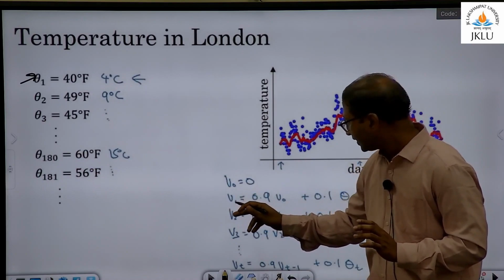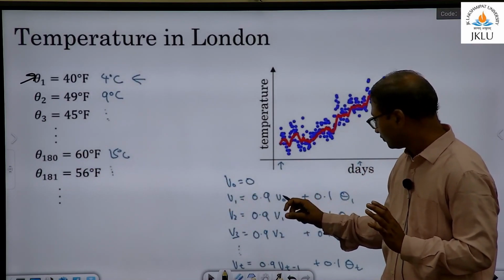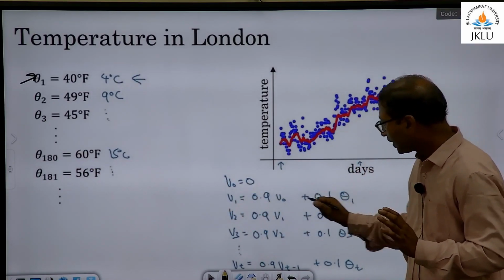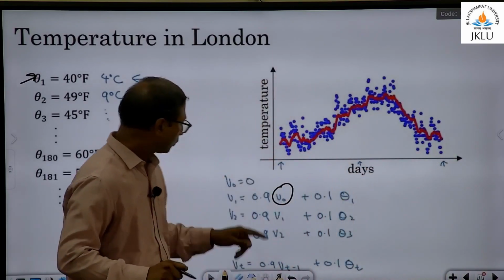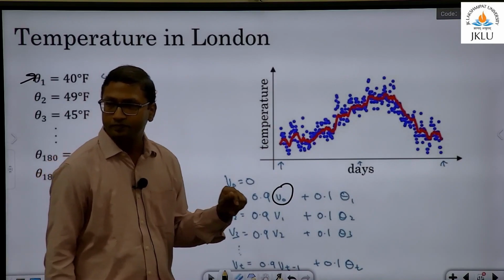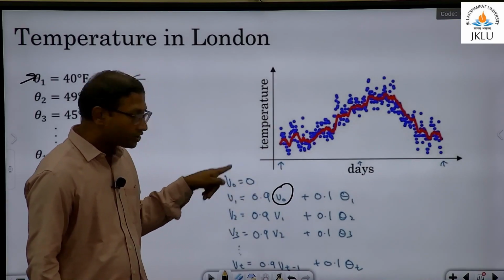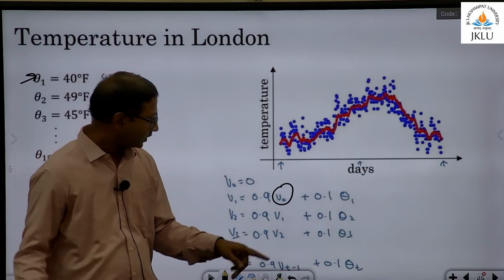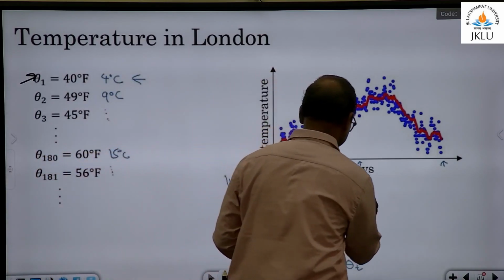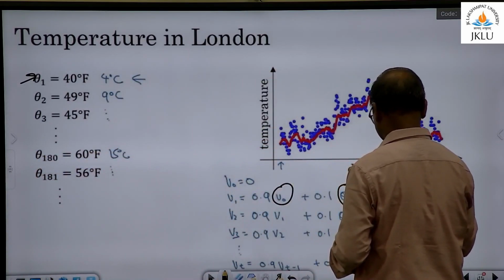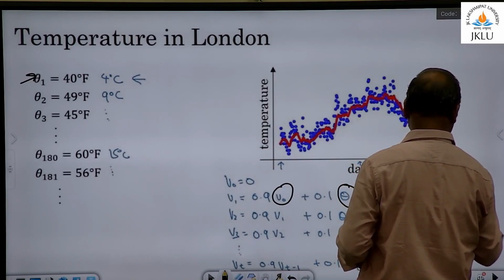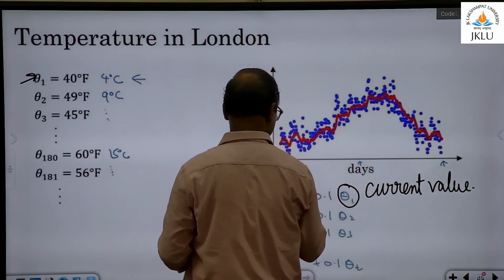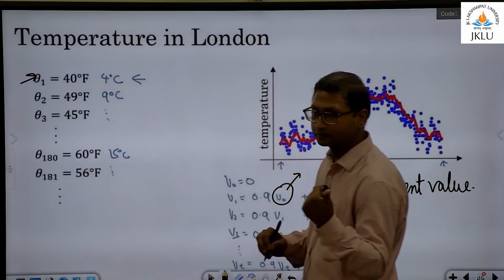You write V1 in terms of V0. That is the only thing, we will have to change our notation a bit. What is V0? See, V0 you initialize to 0. Theta 1 is your current value. What is this? Previous value.